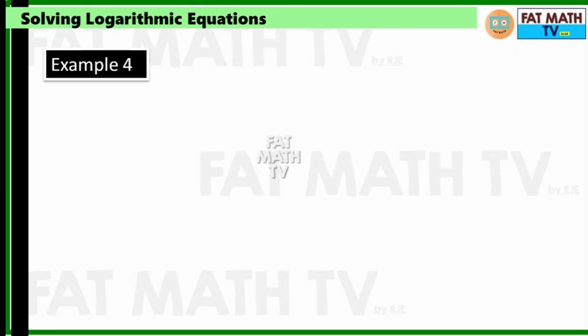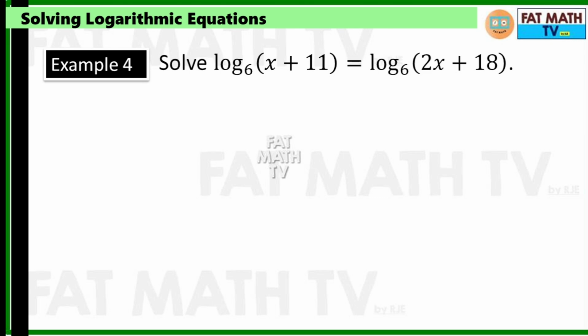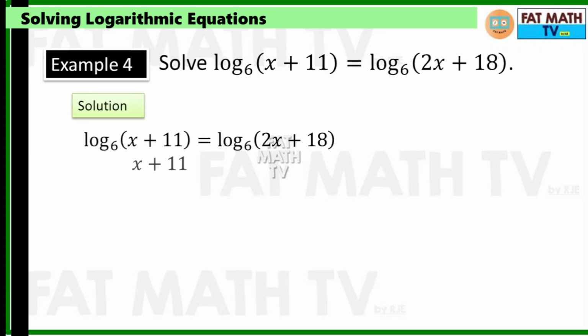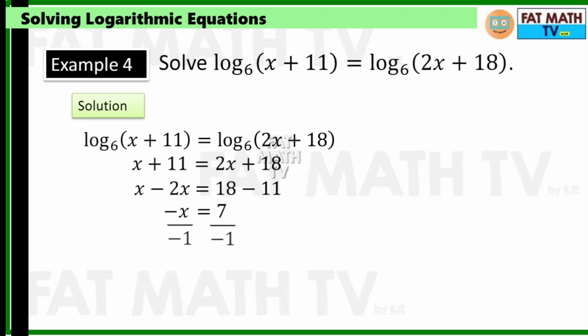Example number 4. Logarithm of x plus 11 to the base 6 equals logarithm of 2x plus 18 to the base 6. So same, x plus 11 equals 2x plus 18. Put 2x to the left, put 11 to the right. That will give you x minus 2x equals positive 18 minus 11. So negative x equals 7. Divide both sides by negative 1. You will get x equals negative 7.